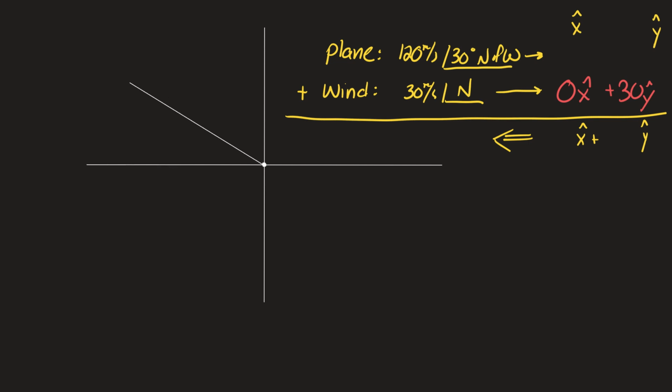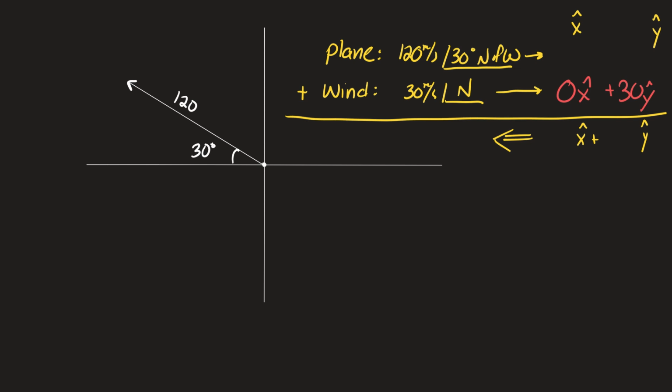So the plane is 120 units long at an angle of 30 degrees north of west. So I'm drawing something for the plane that I can use to figure out its components. This is step 1, convert all vectors to rectangular. How do I do that?